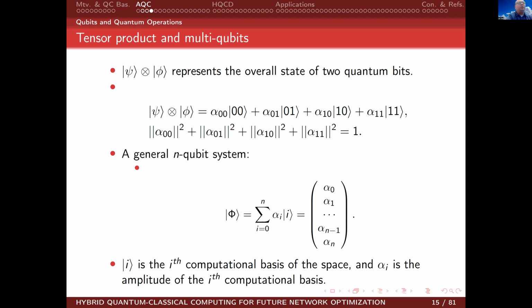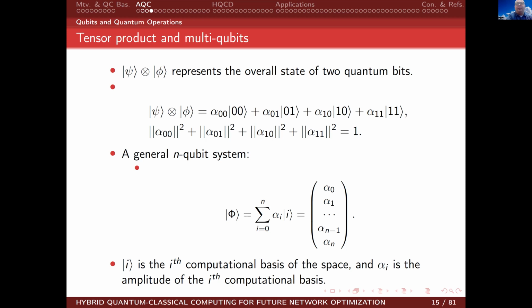So now we have 2 qubits, and ideally we want to have as many qubits as possible, so we can give a general representation: how about if we have n qubits, right? For this n qubit system, here you can see we define this phi as the n qubit system, and this can be expressed in the middle as the sum over i from 0 to N, where alpha i represents the amplitude at the state i.